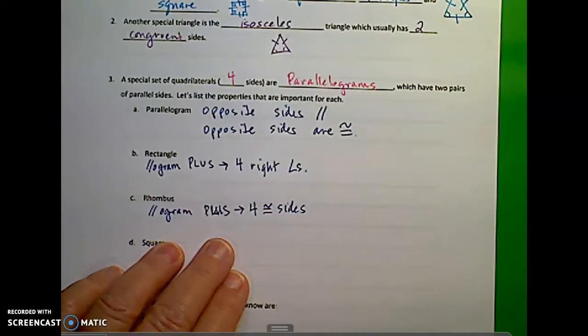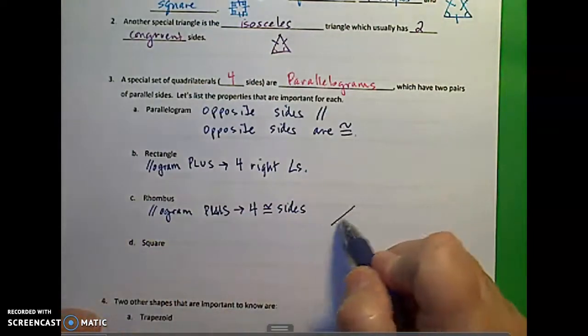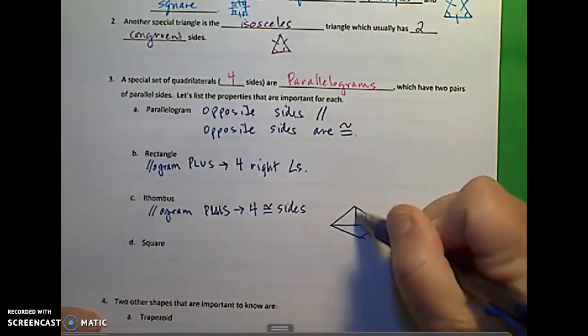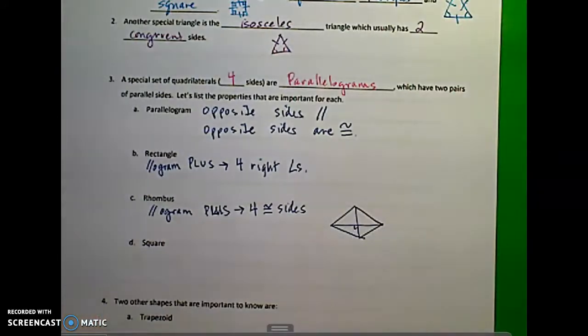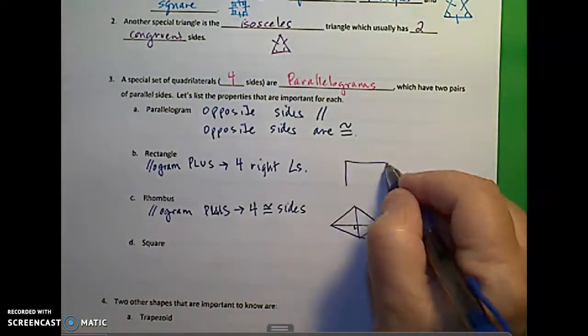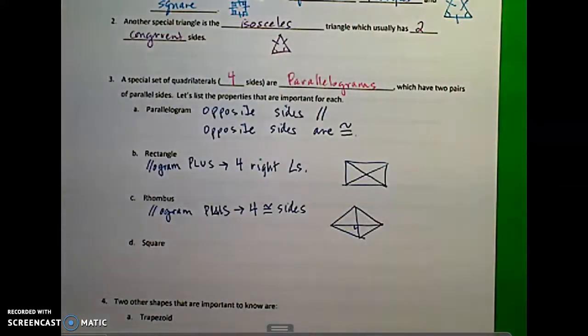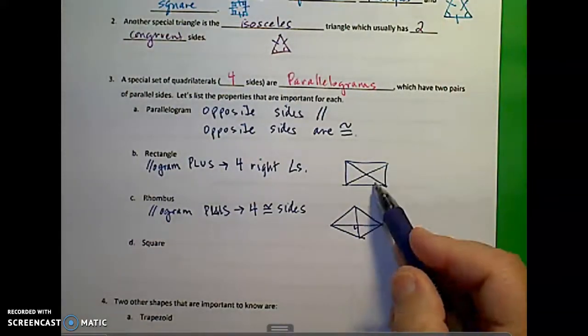The other thing, if we just draw a rhombus real quick here, bad drawing, but in the rhombus, the diagonals are also perpendicular to each other. In a rectangle, the diagonals are not perpendicular to each other, but they are congruent. These are not congruent, these are congruent.